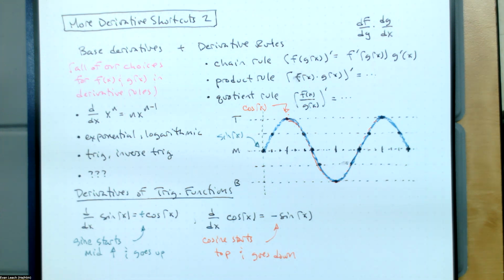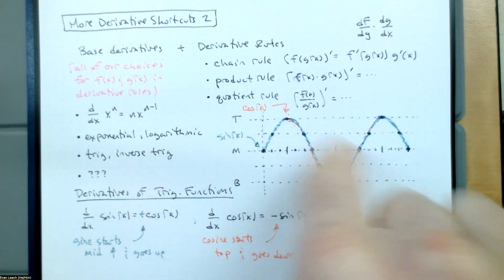The derivative of sine is cosine. The derivative of cosine is negative sine. The derivative of sine is cosine, positive cosine. The derivative of cosine is negative sine. You can't see it on the video. I'm doing hand signals. The derivative of sine is cosine, positive cosine. The derivative of cosine is negative sine.